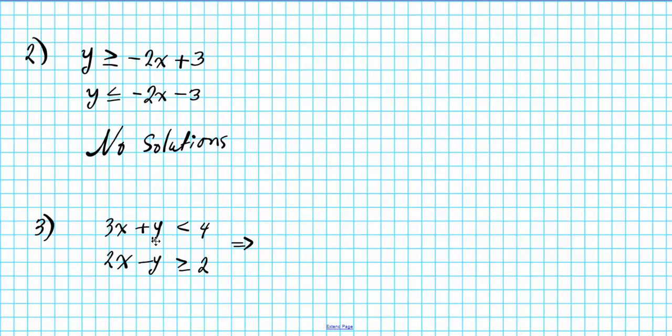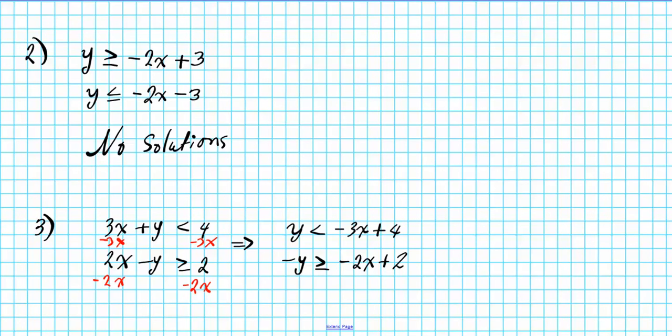So for this one, we just subtract 3x from both sides. The first inequality becomes y is less than negative 3x plus 4. So this is graphable, okay? For this one, we have to subtract 2x from both sides. And then you have negative y is greater than or equal to negative 2x plus 2.